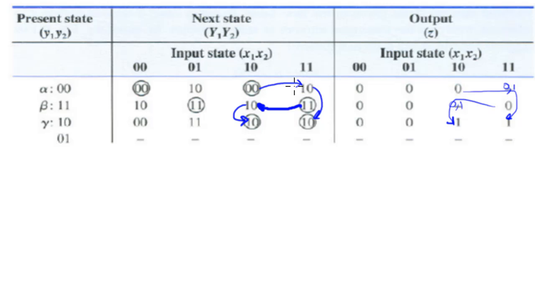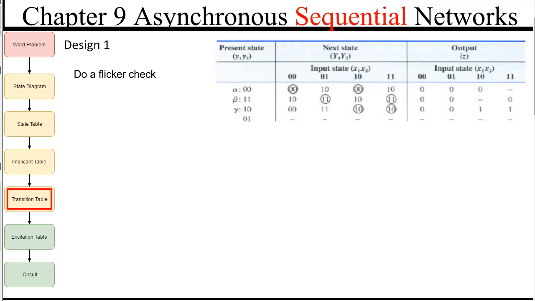Let's see, from here, there's not a stable state to get to here. It could go down. Let's see, from here you can't get to there because that'd be a 2-bit change in the input. So that's really the only 2 possible paths that we need to check the flicker. So there's not going to be a flicker problem. Okay, we're done with the flicker check.